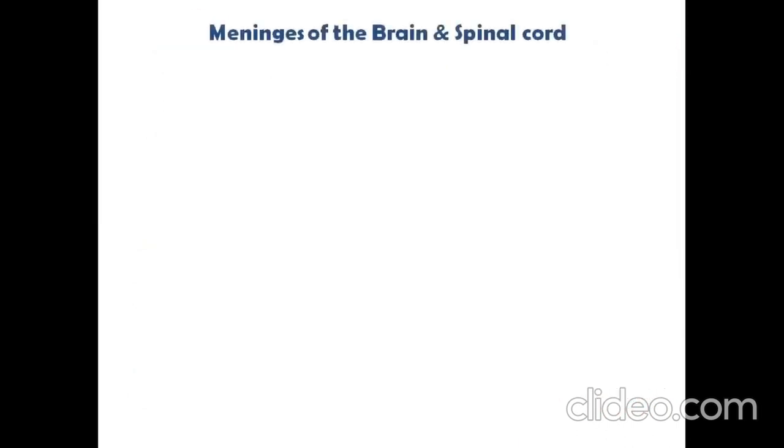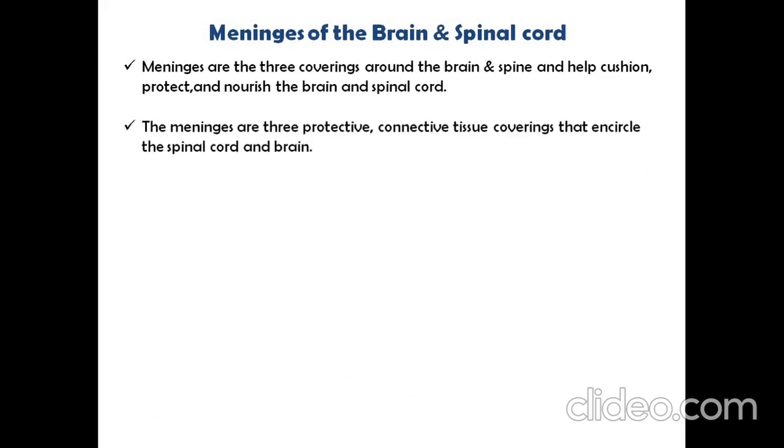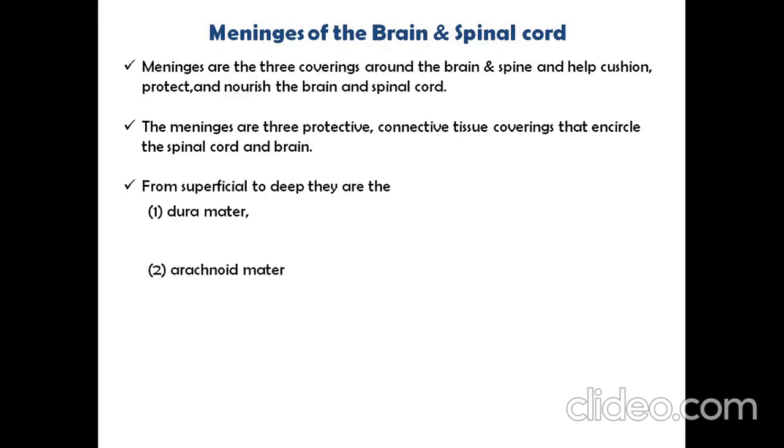Now the first one is the meninges of the brain and the spinal cord. The meninges are the three coverings around the brain and spinal cord and help to cushion, protect and nourish the brain and the spinal cord. The meninges are three protective connective tissue coverings that encircle the spinal cord and the brain. From superficial to deep, they are the dura mater, arachnoid mater and the pia mater.